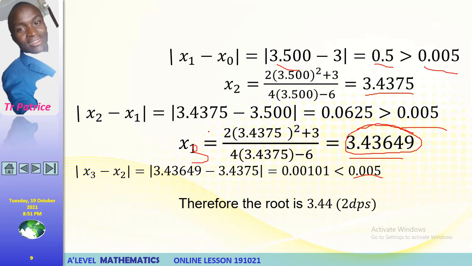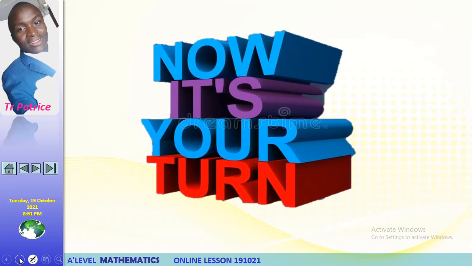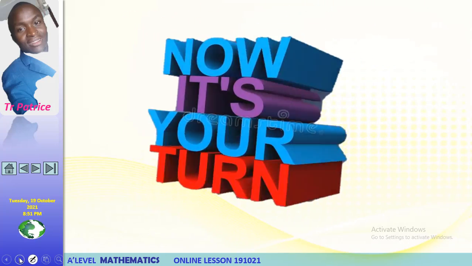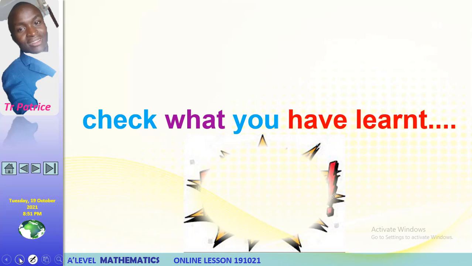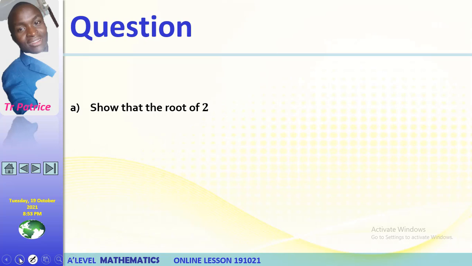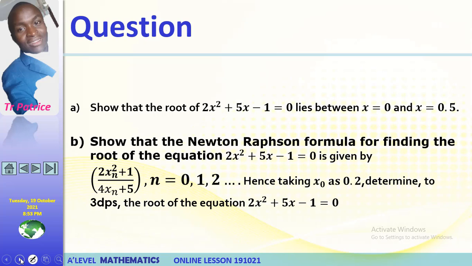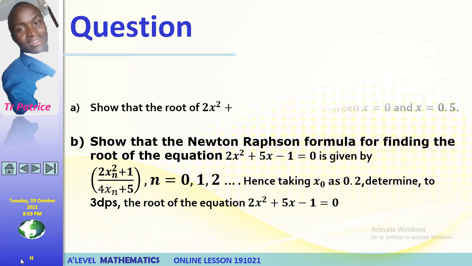We've seen that we continue the process until we get the value that is close to the level of accuracy or the tolerance limit. And now it's your turn to check what you've learned. At this point, you can pause the video and try this question and comment with your solution, or if you meet any challenge, feel free to ask in the comment box.